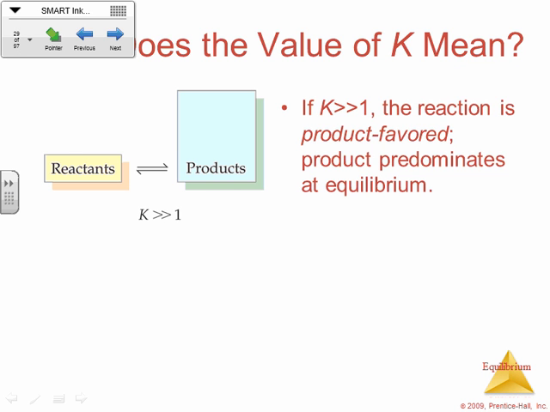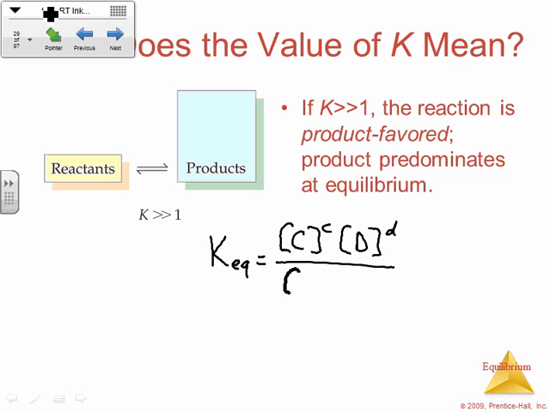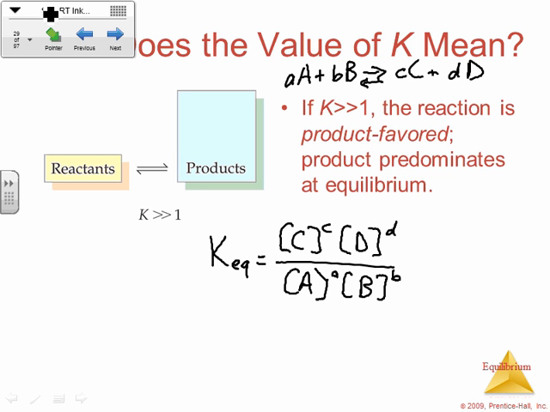If K is greater than 1 by a lot, it means the reaction is product favored. Now let's think back to our general expression for equilibrium. We talked about this last time. Concentration of C raised to the c power times the concentration of D raised to the d power over the concentration of A to the a power. Sorry, that's sloppy. Concentration of B to the b power. And that's for the reaction aA plus bB yields cC plus dD.